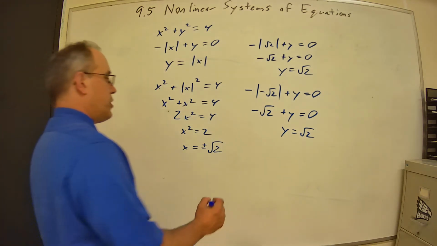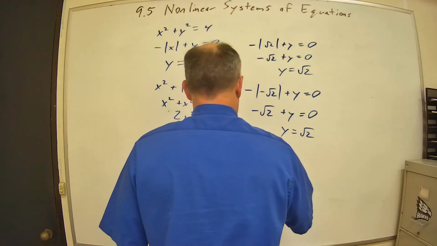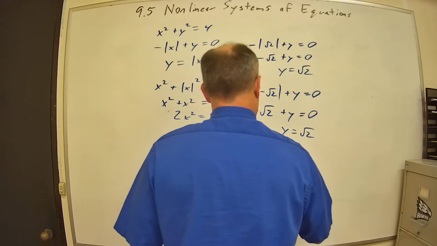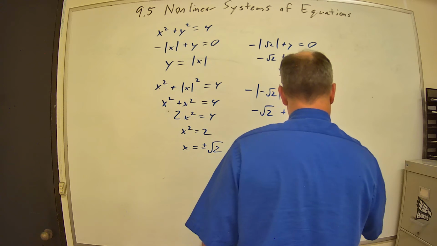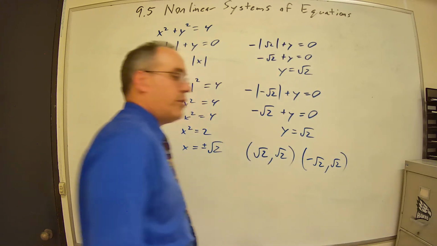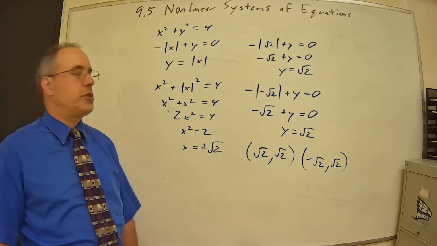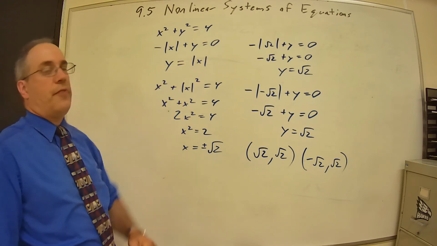So we have two solutions. Square root of 2, square root of 2, and negative square root of 2, square root of 2. So two solutions dealing with the absolute value.